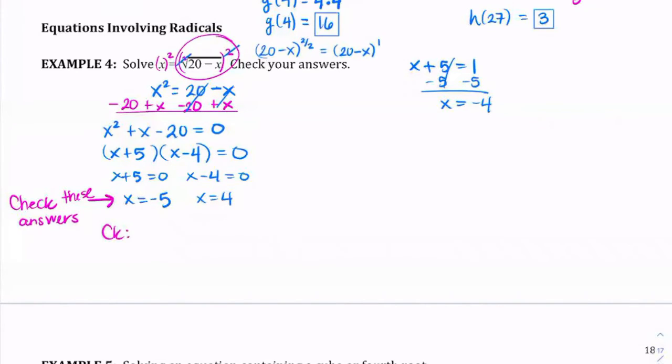So let's first check x equals -5 by plugging each x value into the original function. So before we squared anything, we want to plug it into x equals square root of 20 minus x. So we have -5 equals the square root of 20 minus -5. Now, without even simplifying this, what's wrong with this equation?